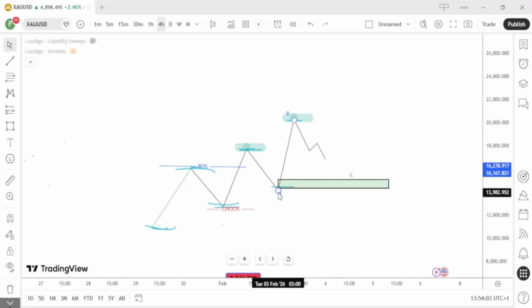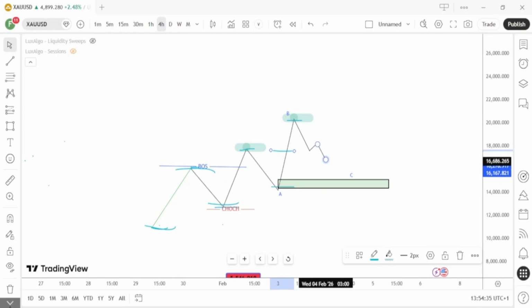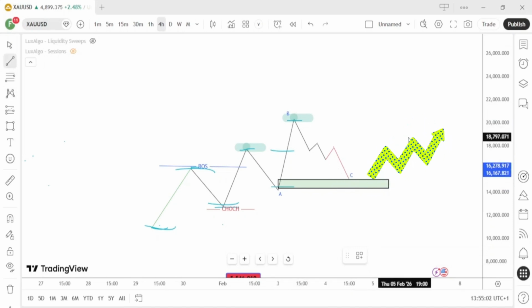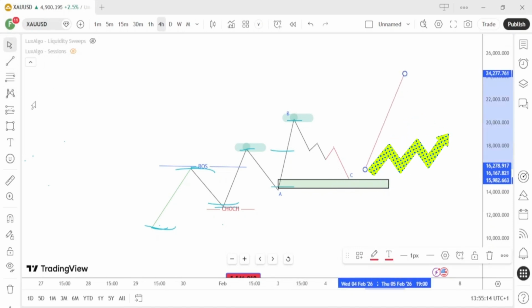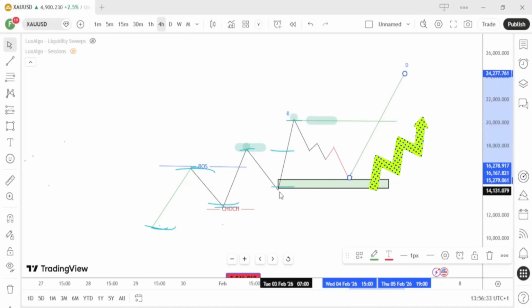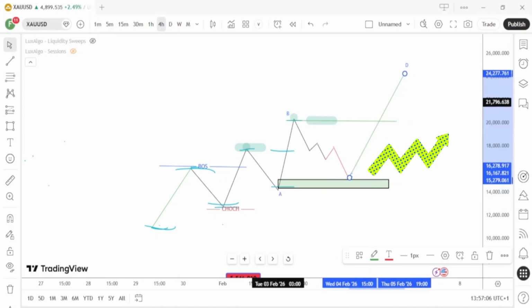Once that is clear, I define my point A, the origin of the move. Price broke BOS, then price expanded, and then I wait. I do nothing until price pulls back to point of interest C, which clearly gives me the directional bias. A, B, C confirms the trend is bullish. As long as A is holding, the bias remains valid.